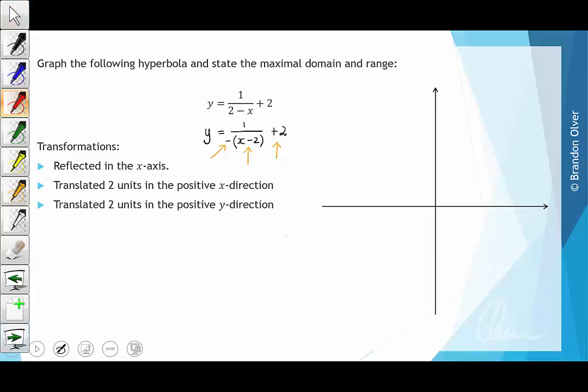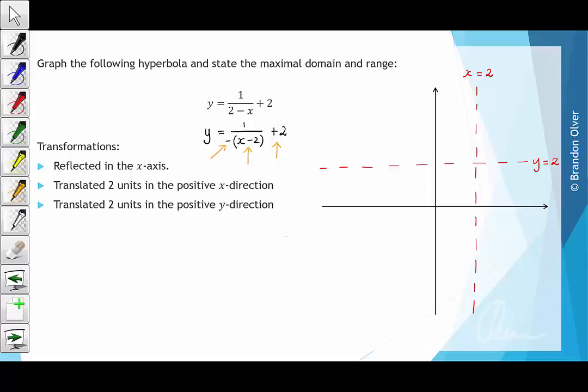So the first asymptote occurs at x equals positive 2. That's because if we put in positive 2 to this equation, we have y equals 1 divided by 0, and 1 divided by 0 is undefined. So the function isn't defined at that point either. The next thing we know is that the horizontal asymptote has been moved up 2 units as well, and that's from the plus 2 at the end of the equation. So across here we have y equals 2.